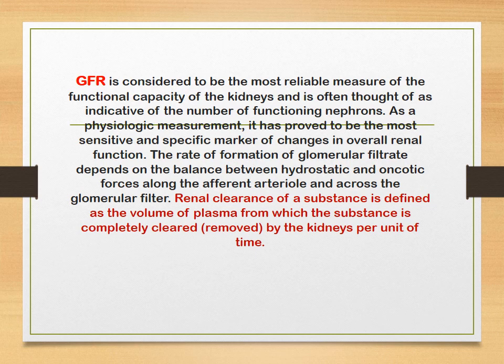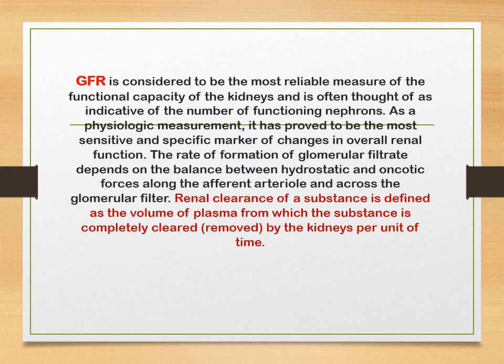Glomerular filtration rate is another parameter of kidney function assessment. It is the most reliable measure of the functional capacity of the kidney, and usually it is a more sensitive, more specific marker reflecting the intact number of nephrons present in the kidney. The rate of glomerular filtration depends on the hydrostatic pressure, the contractility of the heart, and on oncotic pressure that mainly depends on serum albumin level.